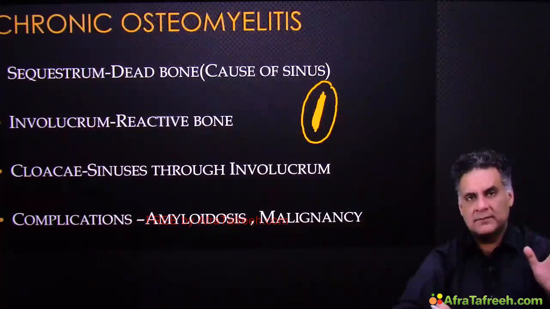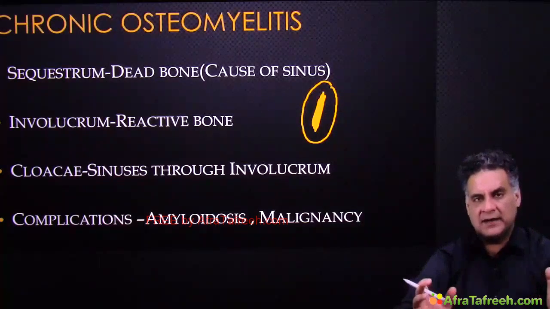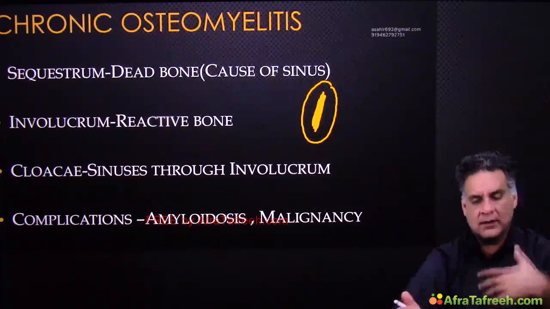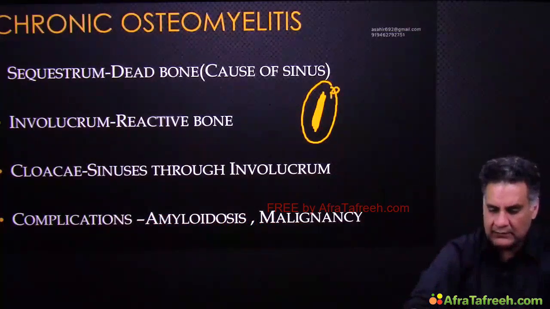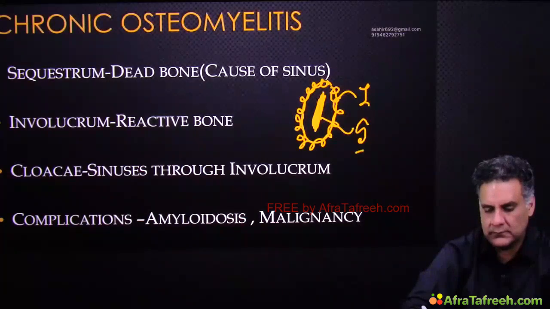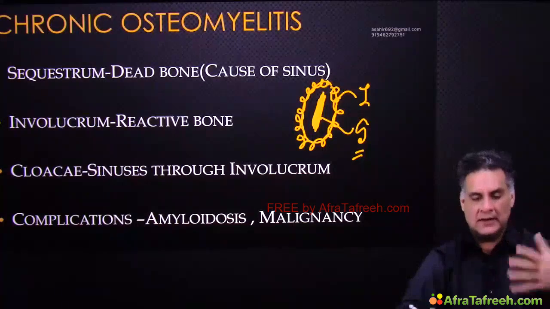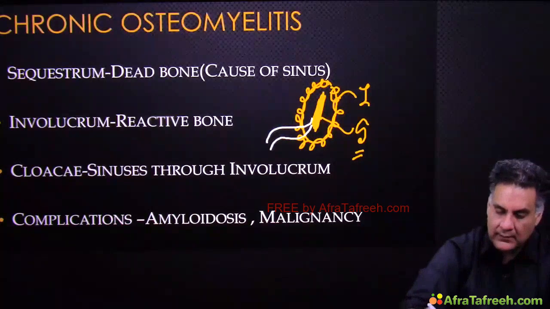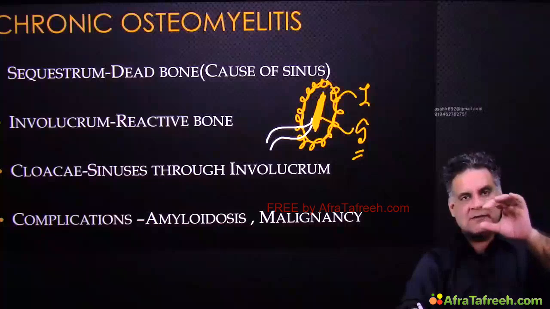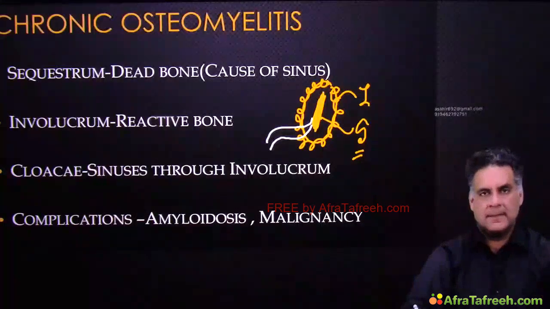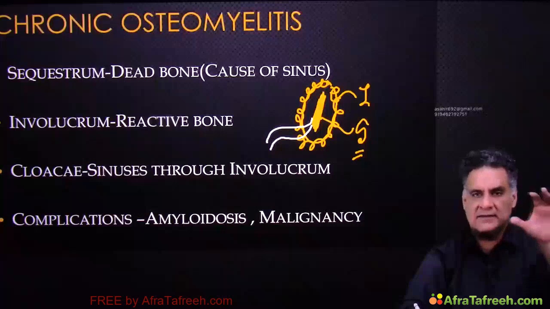This sequestrum is surrounded by infected granulation tissue in cases of chronic osteomyelitis. Outside the sequestrum, you have the live bone called the involucrum. So the involucrum is the live bone, and then you have draining sinuses which start from the center and travel through the involucrum, called cloacae. The cause of the sinus is the sequestrum.